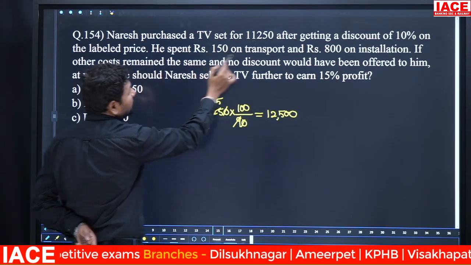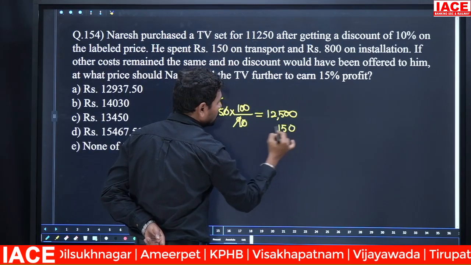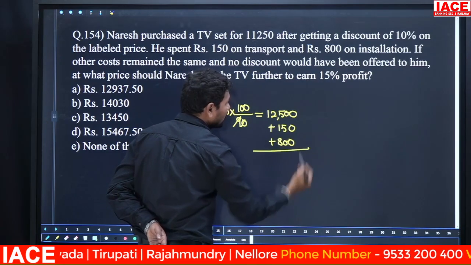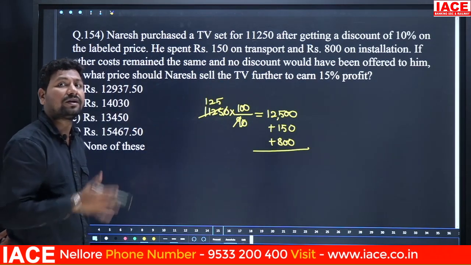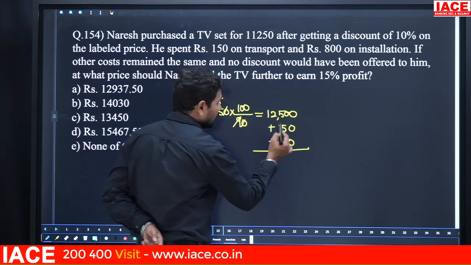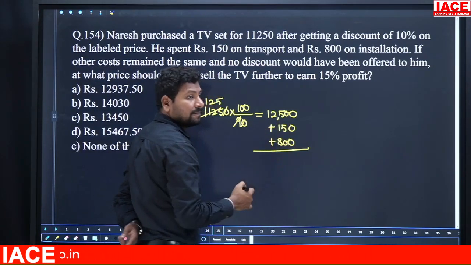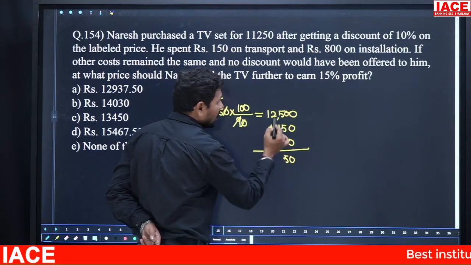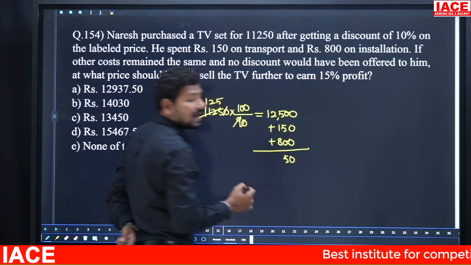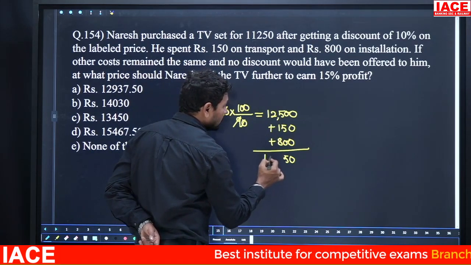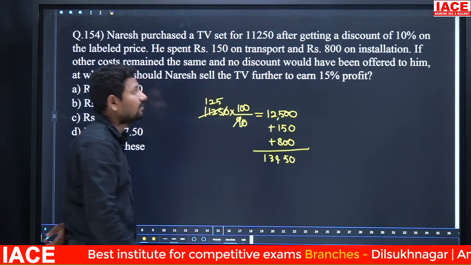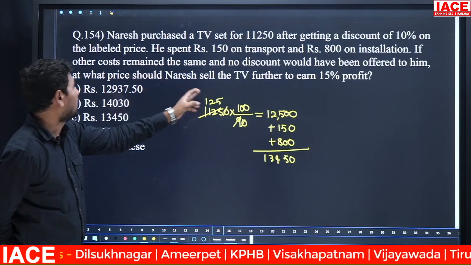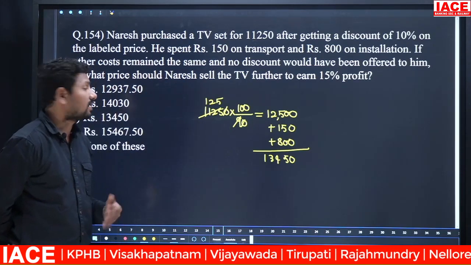And transport charges are also there. He spent 150 on transport plus 800 on installation. When coming to his shop, the product value becomes how much rupees? 150 plus 800 is 1300, 1300 plus 12,000 is 13,300... adding 150 and 800 gives 950, plus 500, 1450; 1400 added to 12,000 is 13450. The product value becomes 13450. Now at what price should Naresh sell the TV to earn how much percentage profit?